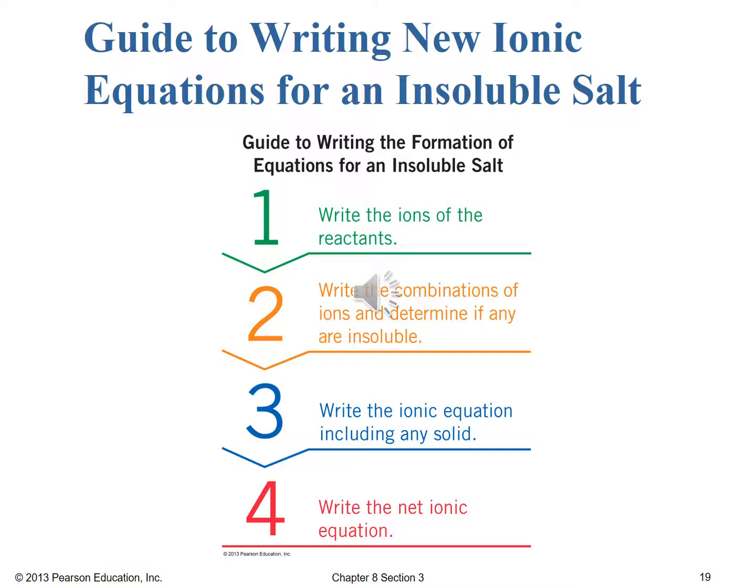In the first step, we write the ions of the reactants. In the second step, we write the combination of ions. So we swap cation and anion pairs and determine if any are insoluble. We write the ionic equation, including any solid. And then in the last step, we write the net ionic equation, which if no solid was formed, there'd be no net ionic equation and therefore no reaction. If we do form a solid because some insoluble species is produced, then we would have a net ionic equation, and that's usually what we're after.